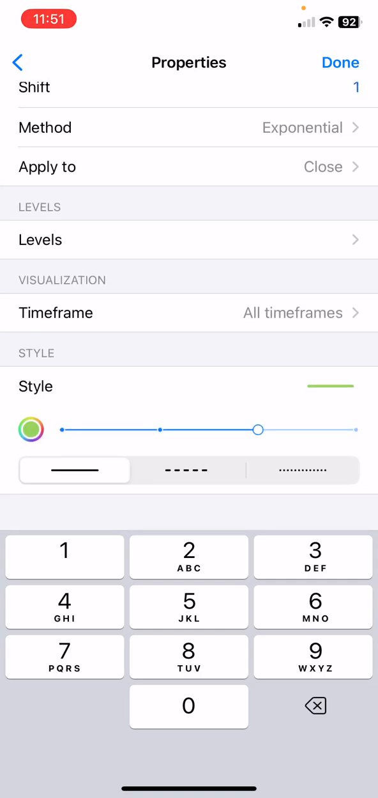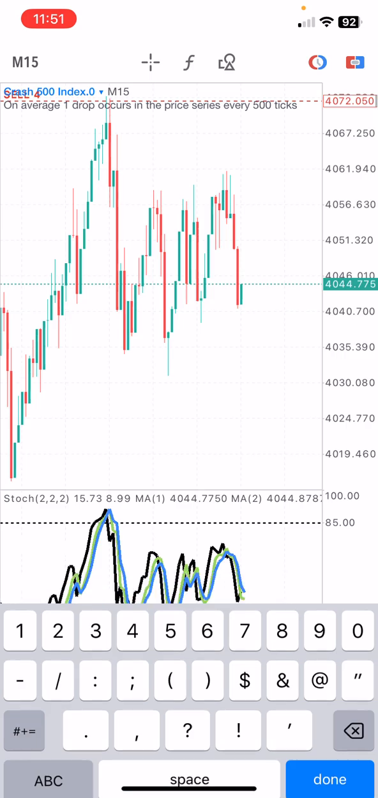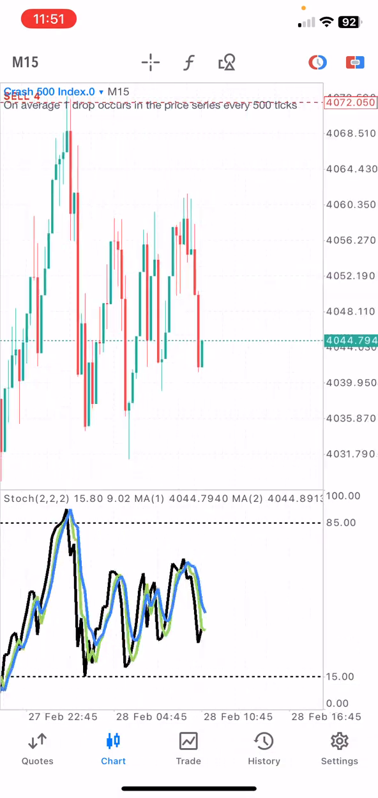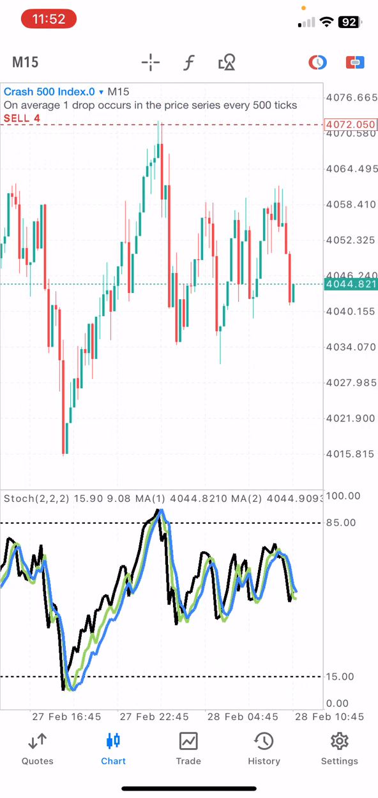The style, I'm going to use the blue color. So click on done when you set everything up, and this chart is going to look like this. Now, how do you use this strategy?